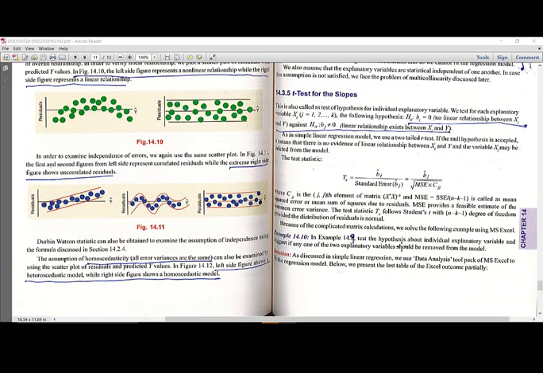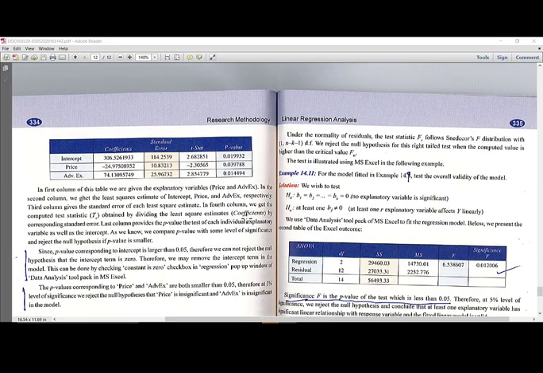What is the question? Let us see. Test the hypothesis about individual explanatory variables and suggest if any one of the two explanatory variables should be removed from the model. Here our answer is that we need not remove those two explanatory variables. They are very much significant. They need not be removed.